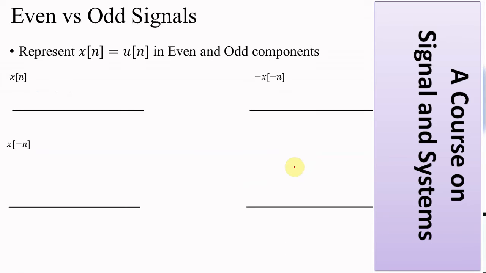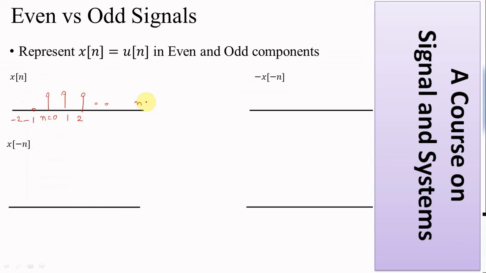We can extend the concepts to discrete time signals as well. The concept remains the same. So if I have x of n is equal to u of n, we know what x of n is. x of n is basically a 1 that starts from n is equal to 0 and it continues to be so. It is 0 at minus 1, 0 at minus 2, and so on and so forth.